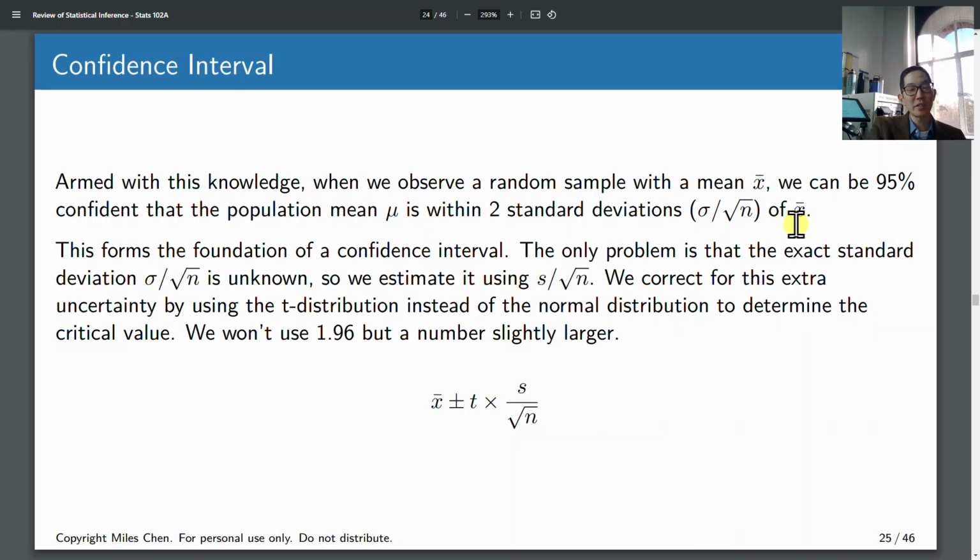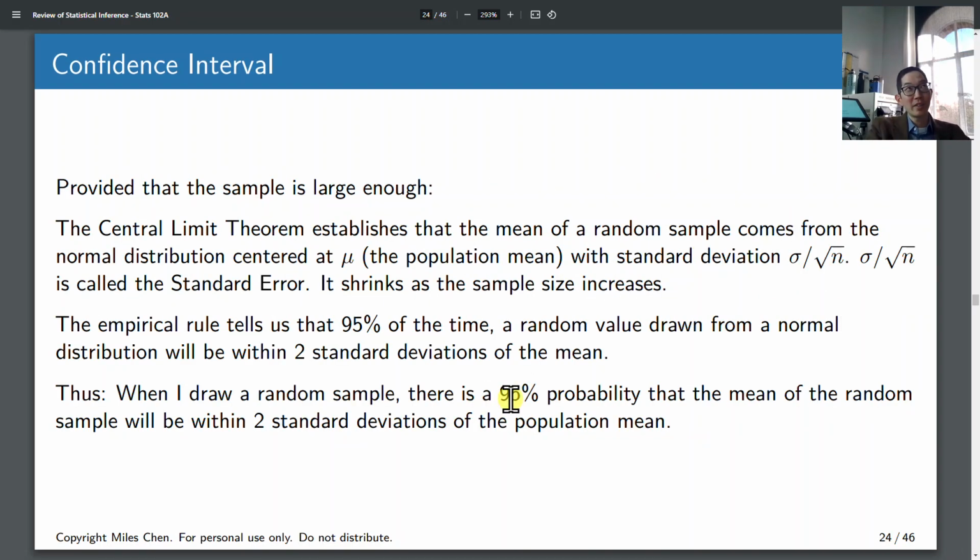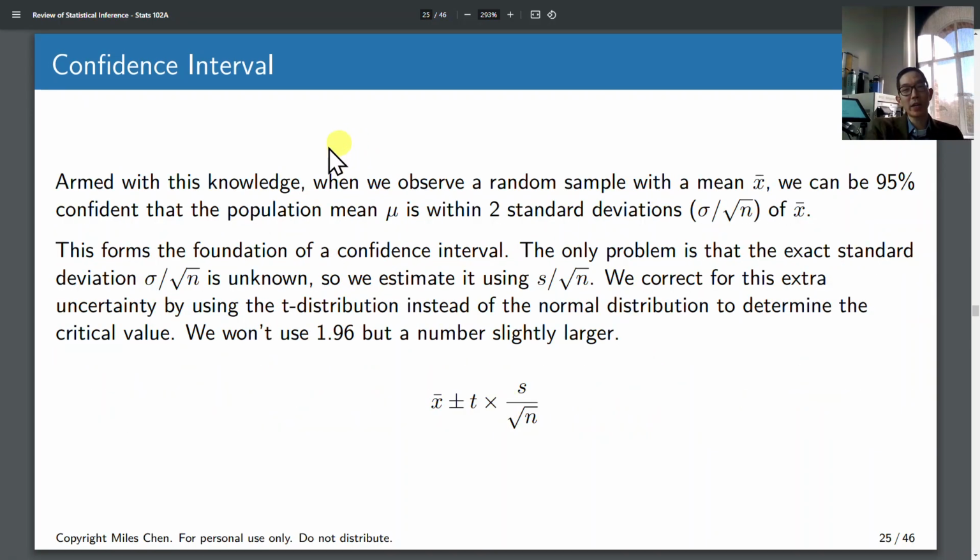Because if I know the mean and I draw a random sample, 95% of the time my random sample will have a mean within 2 standard deviations. And so the flip side is that if I have a sample with mean x bar, I can be 95% confident that the population mean is within 2 standard deviations of x bar. And so that forms the basis of the confidence interval.